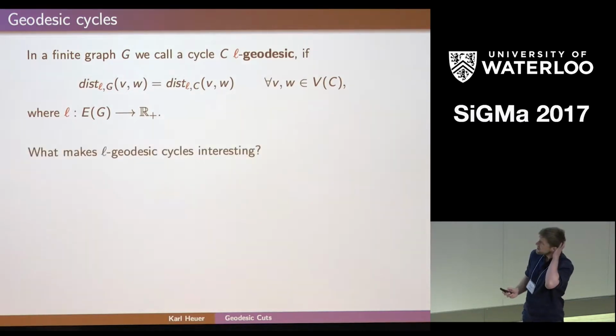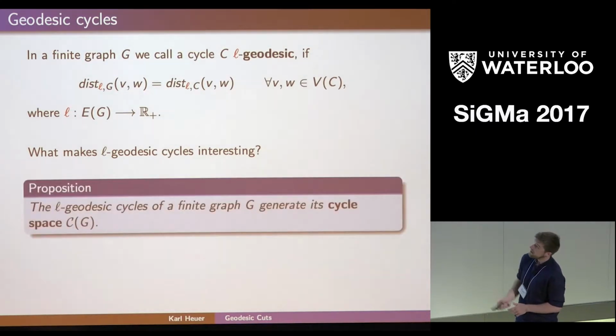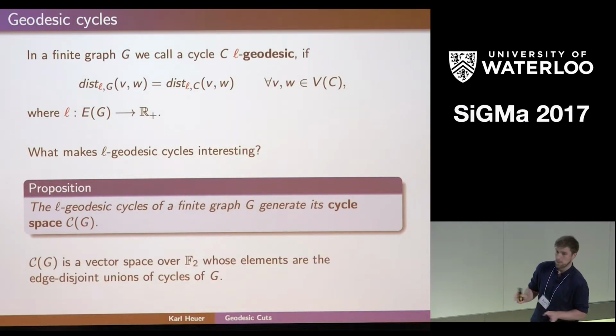Okay, but why are these cycles interesting? Well, they generate a certain vector space, and Nathan mentioned it already today. They generate the cycle space of your finite graph. Well, what is this cycle space? Let me recall it again.